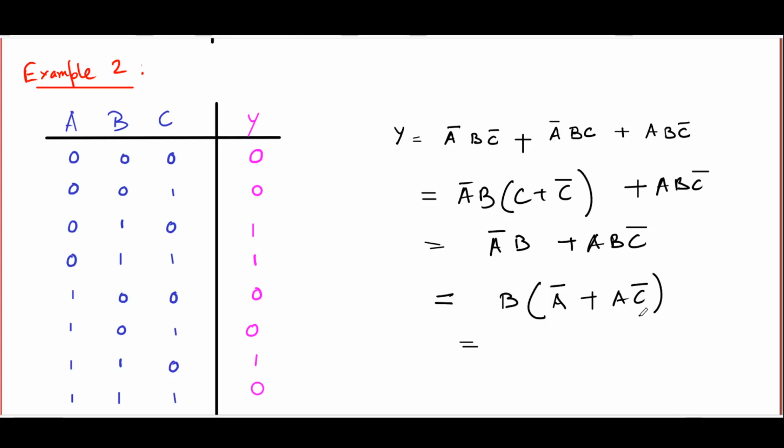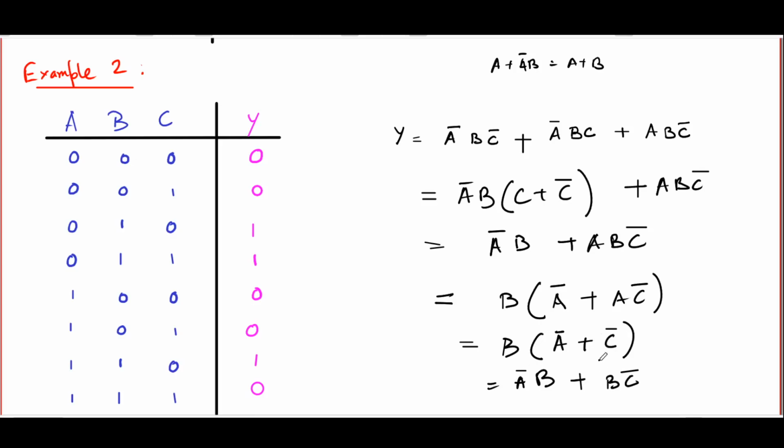This is an expression where we can use our final Boolean algebra law, that is, just to remind you, A plus A bar B is A plus B. Here you have A bar plus AC bar, but the same rule applies. This is going to be B times A bar plus C bar. So it's A bar B or BC bar.